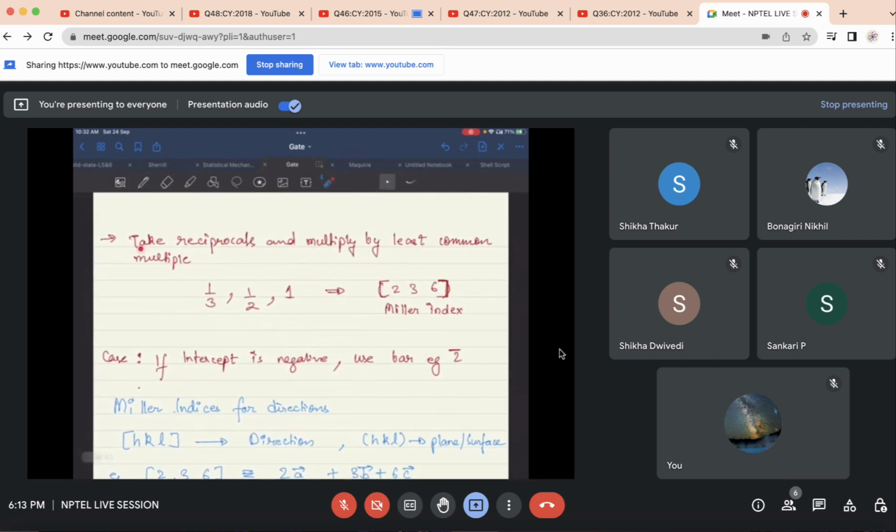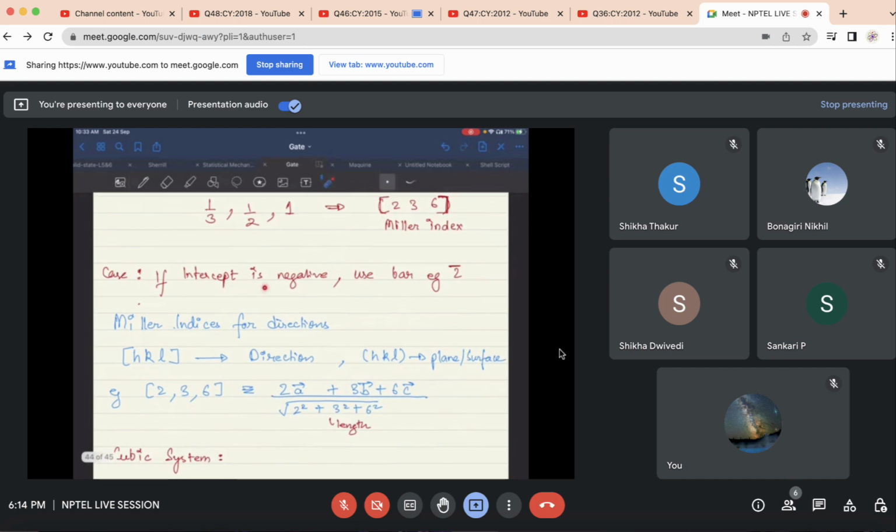Now the next step is to take the reciprocal and multiply by the least common multiple. So we will take the reciprocal of each intercept and multiply by the common multiple. That is, here it is 6. So we'll multiply it by 6. So the Miller indices, the notation is such that it is written in brackets. So it is 2, 3, 6. This is the Miller index of that particular plane. Now if the intercept is negative, we use a bar. For example, -2 can be written as 2 bar.